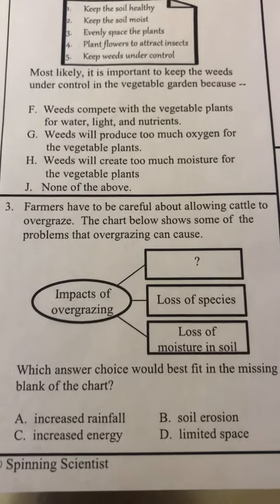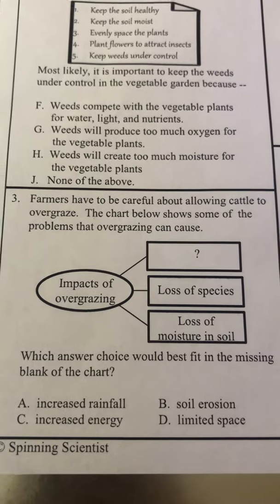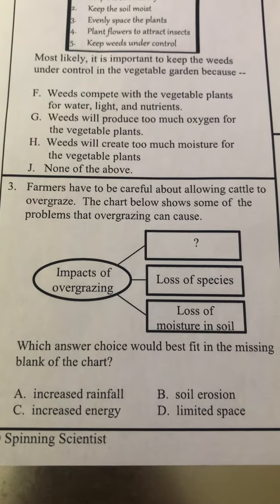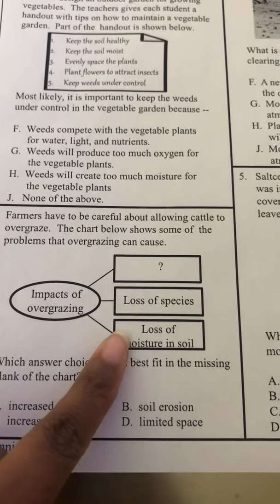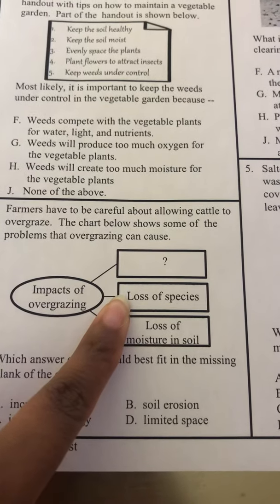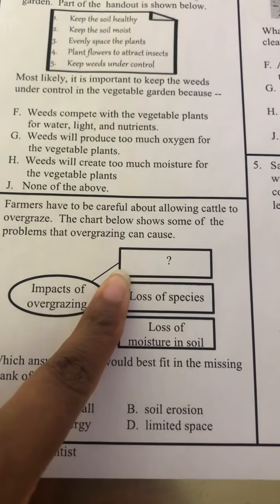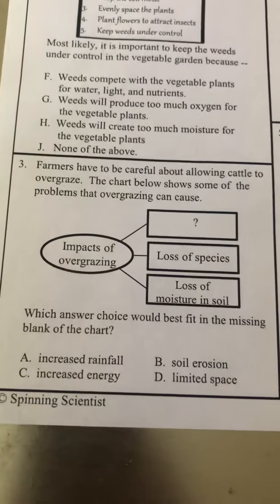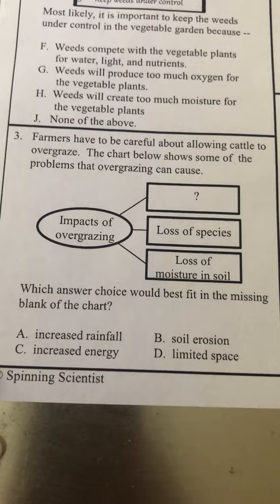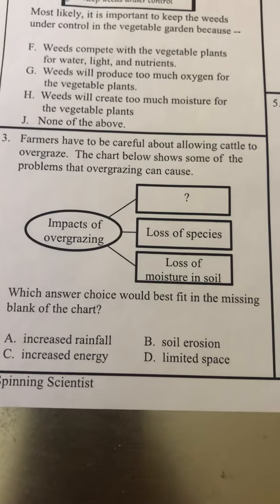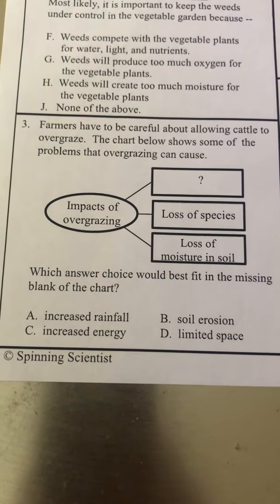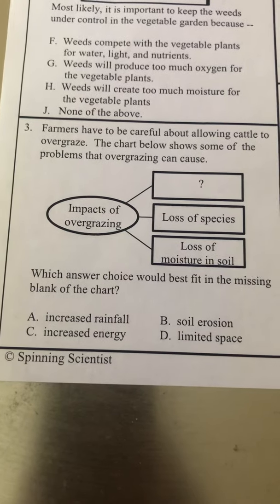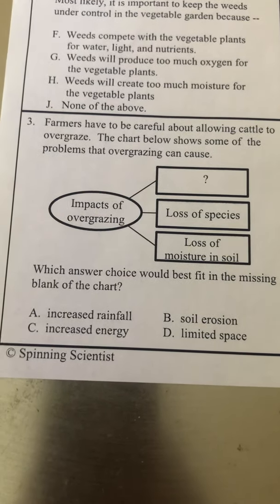Number 3. Farmers have to be careful about allowing cattle to overgraze. The chart below shows some of the problems that overgrazing can cause. All right, so here we have the impact of overgrazing, loss of moisture in the soil, loss of species, and we have another impact that you have to find. Which answer choice would best fit in the missing blank on the chart? A, increased rainfall. B, soil erosion. C, increased energy. D, limited space.